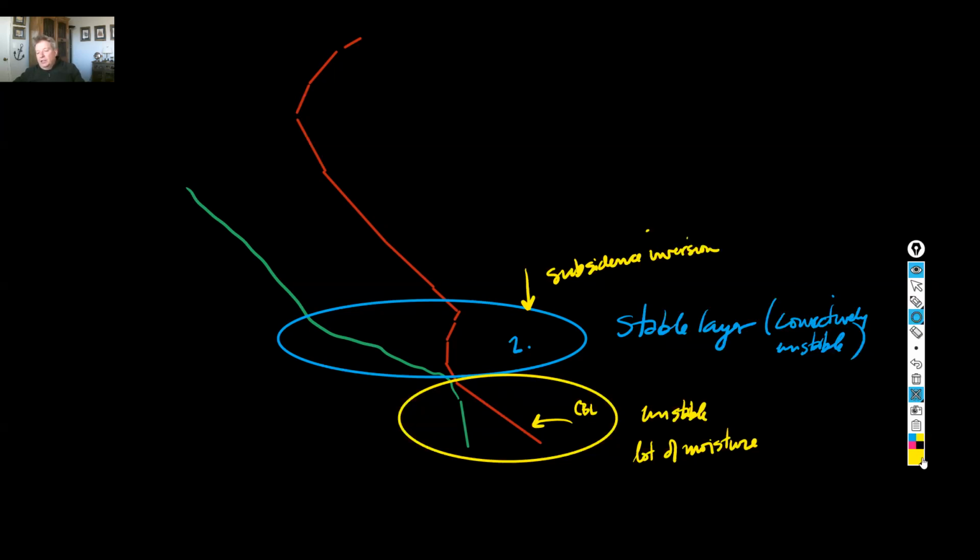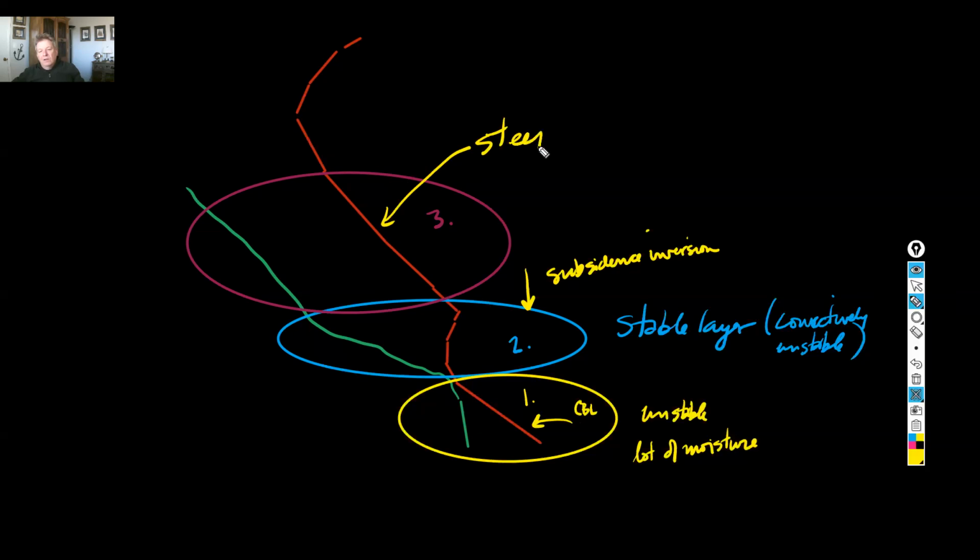But then region 4, what color should we use? Let's use this color. Region 4, did I say? I meant region 3. So just so you know, this was region 1, 2, 3. Now this has got a region of steep lapse rates. It's also, because the temperature and dew point depression is big, it's also very dry.